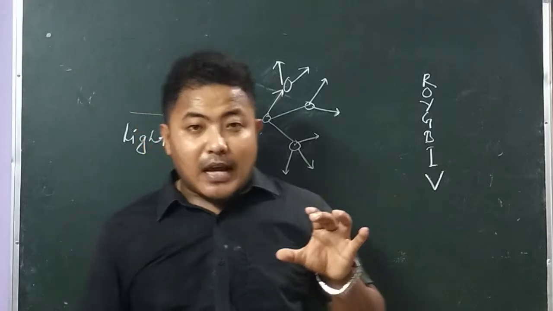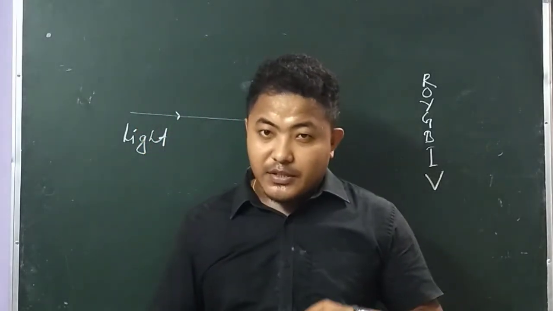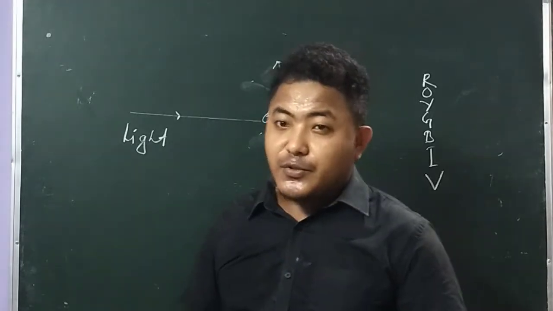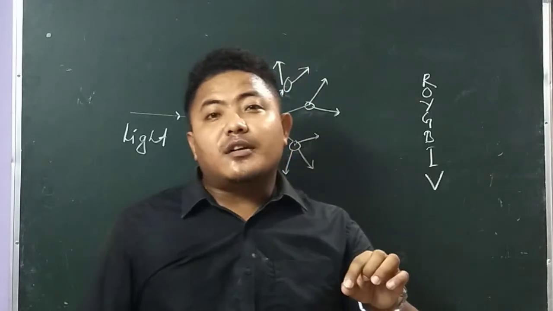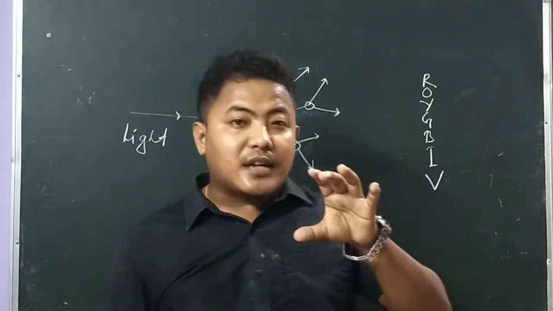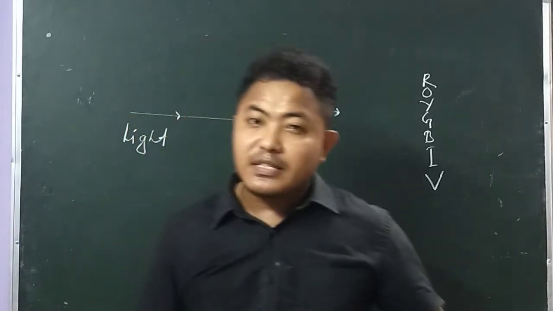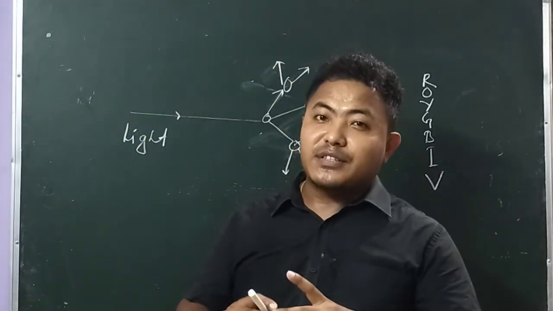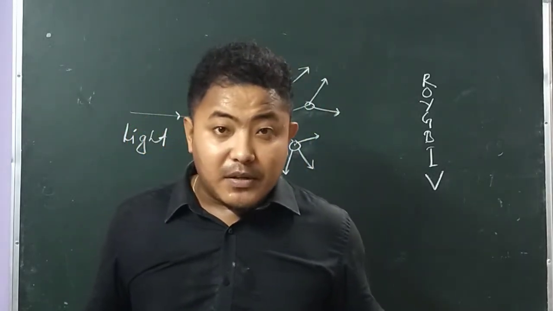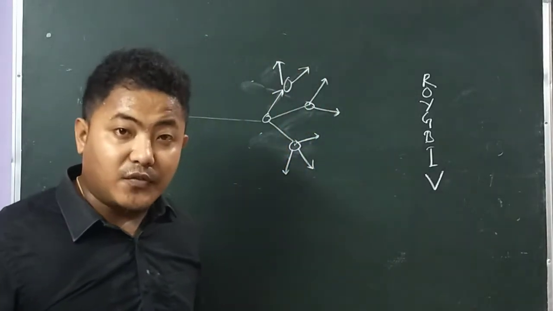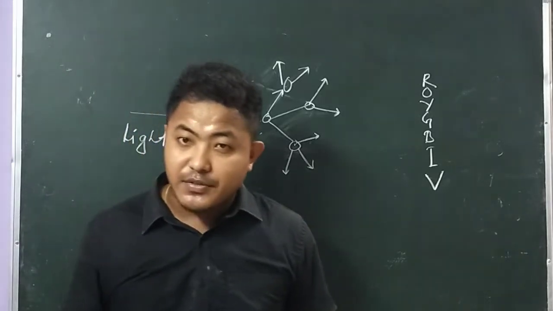And during the time of sunrise and sunset, we see the sky reddish. That means we see a reddish color at the time of sunset and sunrise. Normally we see the color of our sky is blue. These are the applications of scattering of light. I hope you have understood what scattering of light is.